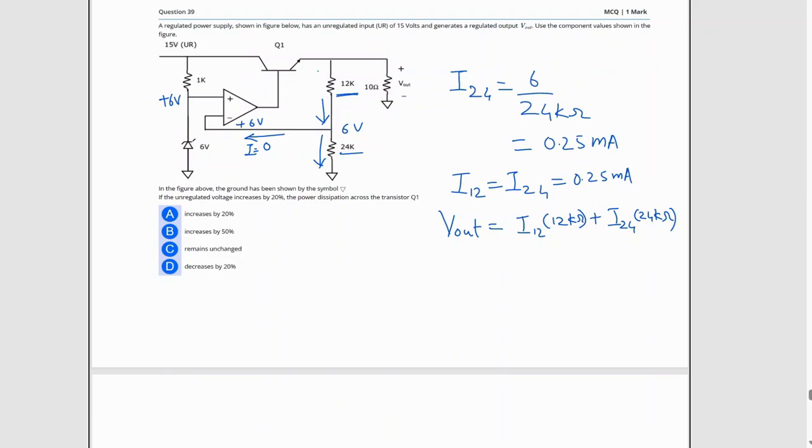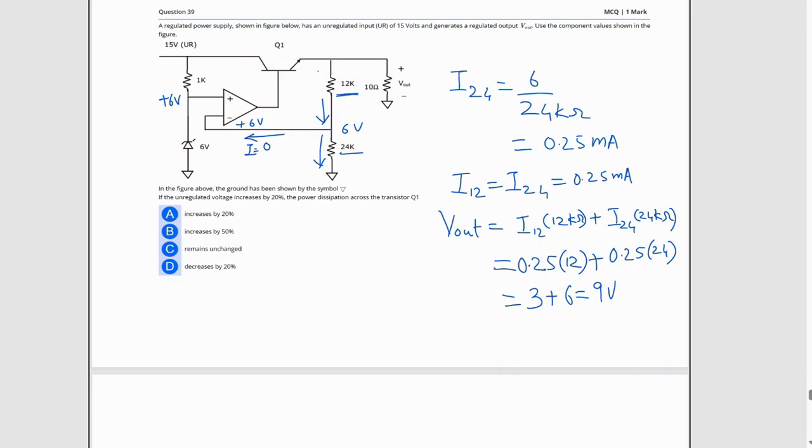So this is going to be I12 is 0.25 times 12, milliamp and kilo ohm will get cancelled. If you multiply milliamp by kilo, you get 1. And I24 is also 0.25 times 24. So this is 12 by 4, which is 3, plus 24 by 4, which is 6. So it is 9 volts. So Vout will be regulated and its output is going to be 9.